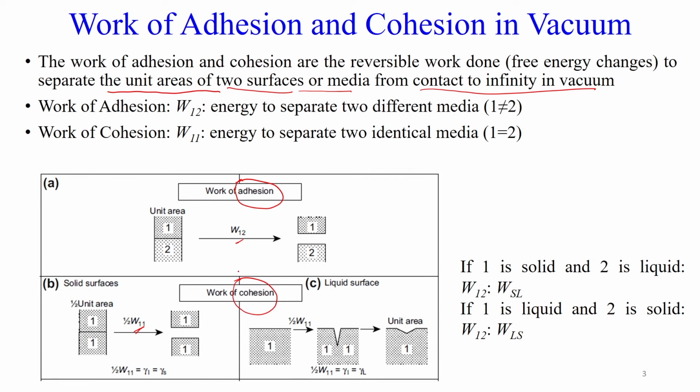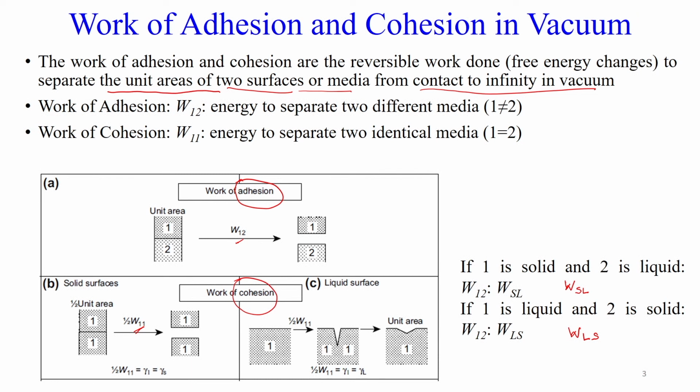So, how do we write W12? If 1 is solid and 2 is liquid, we write work of adhesion solid liquid. If 1 is liquid and 2 is solid, we write work of adhesion liquid solid. So, this is how we refer to the work of adhesion or the work of cohesion.